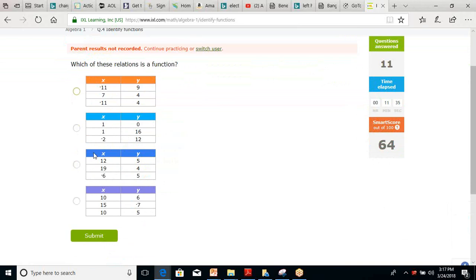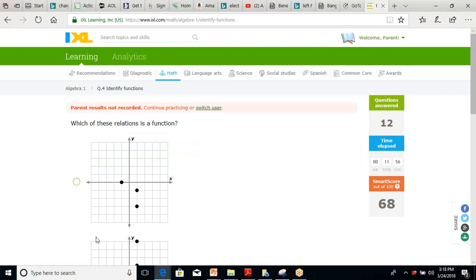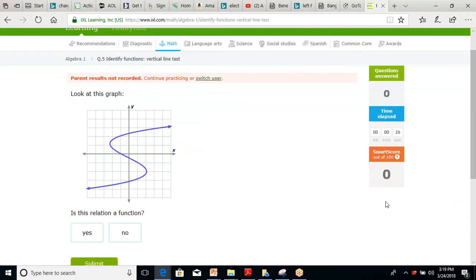So which one of the relations is a function? Can I call it C? C. Okay, so this one, the darker blue? Okay. All right, so let's look at this graph and determine. Remember the definition of a function. If you look at this, okay.